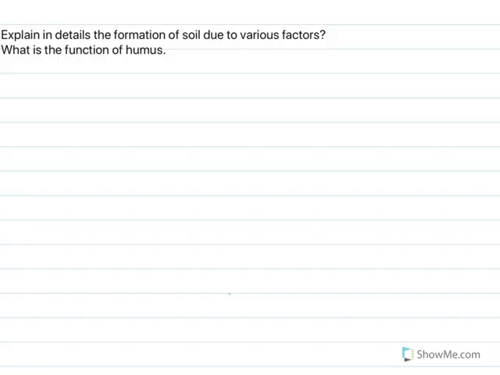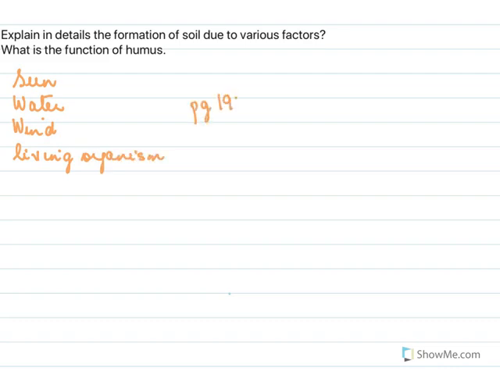Explain in detail the formation of soil due to the various factors. So here you got to explain about the sun, how it forms soil, water, wind, and living organisms like the lichens, how they help in the formation of soil. And all this is given in detail on page 195.